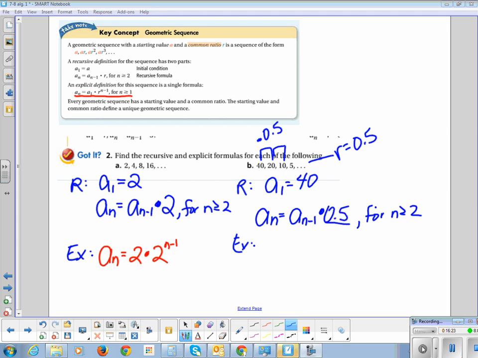All right, so now let's take that information and put together a nice little explicit formula. So any term is going to be our first term, which is 40, times our ratio, which is 0.5, to the n minus 1. We're done. That's it. Wow.